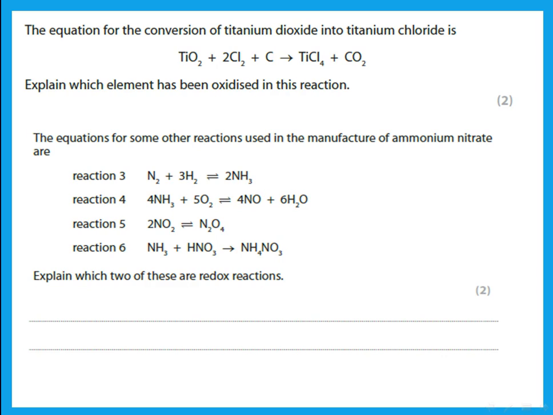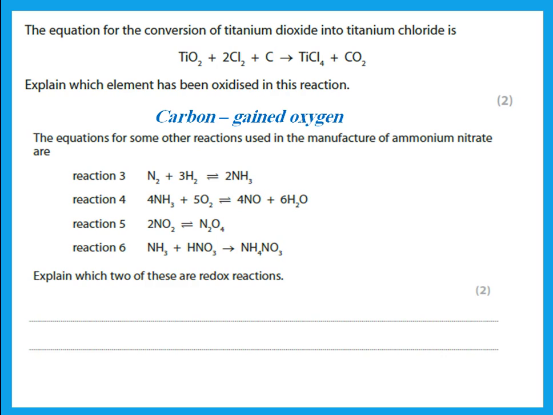The equation for conversion of this into titanium chloride, explain which element has been oxidized. Now we look at what has happened to each one. TiO2 changed to TiCl4. Cl2 changed to TiCl4. Carbon changed to carbon dioxide. Now, which one is oxidation? We said the one that has gained oxygen. So the carbon is the one that has been oxidized because it gained oxygen.